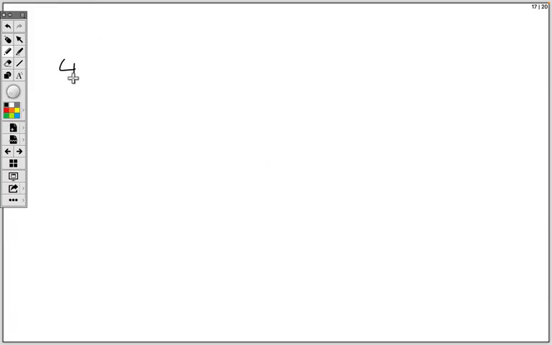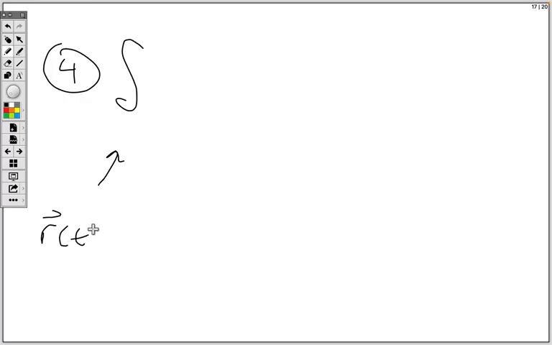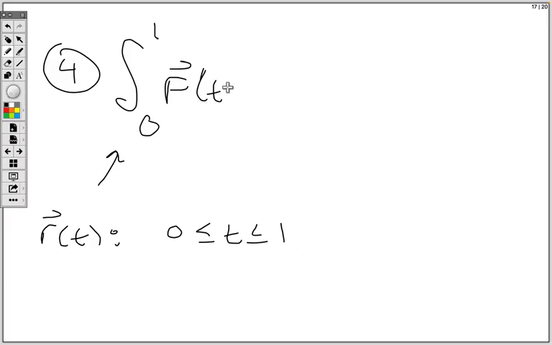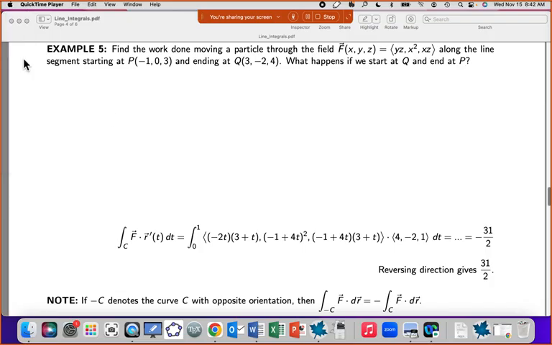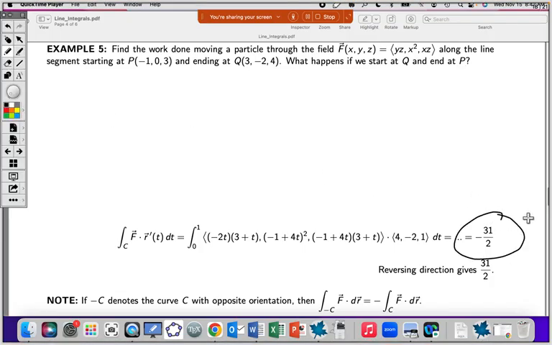And then finally, step 4, we would integrate. And how do I find the bounds on the integral? Well, for the r of t we used, that line segment, t was between 0 and 1. So you'd integrate from 0 to 1 F of t dot r prime of t dt. And then you would get your answer. So I'll leave you to fill in those details. You get -31 halves. All right.